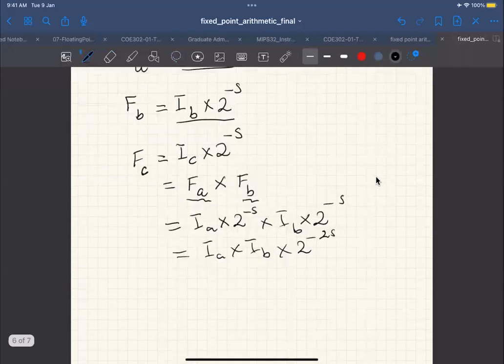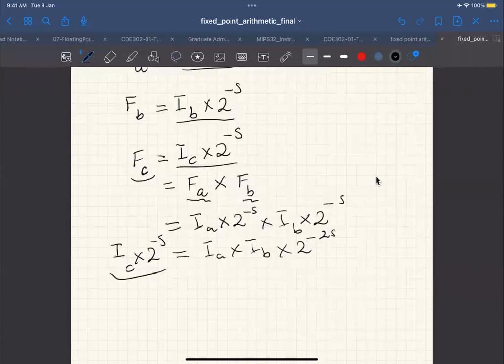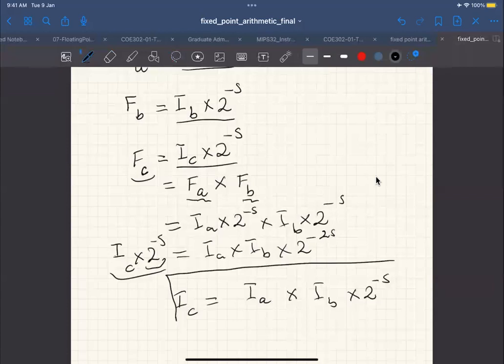So what does this equal to? This equals FC, which is IC into 2 to the negative s. So again, I just substituted FC by its value here. So I can now divide by 2 to the negative s on both sides. So IC, the integer value of C, equals IA into IB. If you divide by 2 to the negative s, you get 2 to the negative 2s becoming negative s. And this is exactly how you get the bits of the fixed point number C.